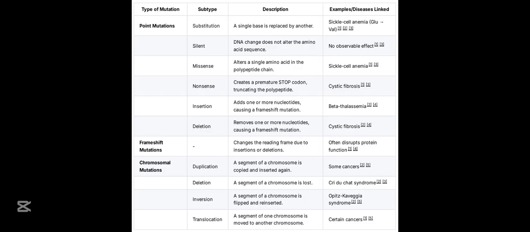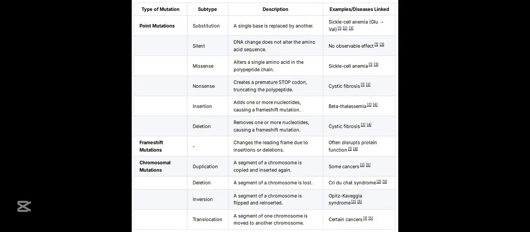Now what happens when you have one of these base substitutions? Does it always cause a problem? Well, it depends on what that base change actually does to the protein that's being made. Remember, DNA gets transcribed into messenger RNA, or mRNA, and then the mRNA gets translated into a protein. Right, and each three-letter word in that mRNA sequence, called a codon, codes for a specific amino acid.